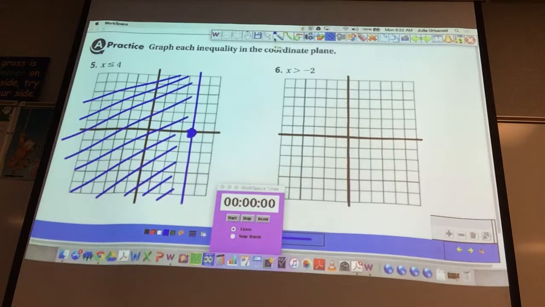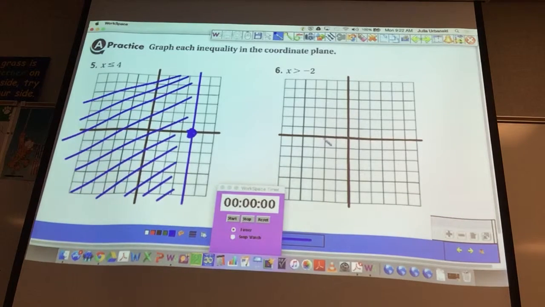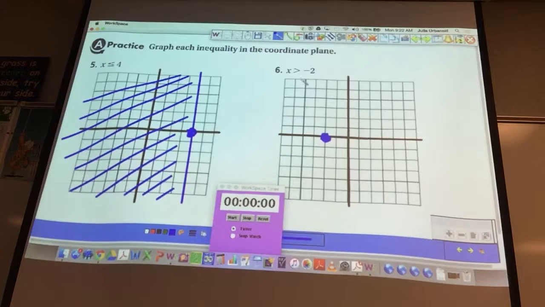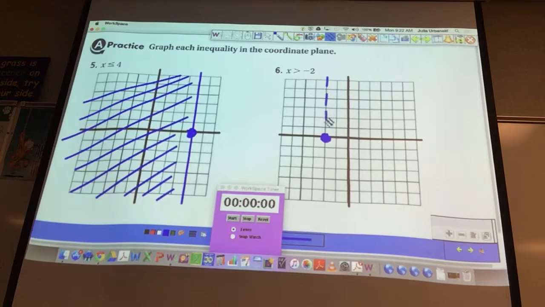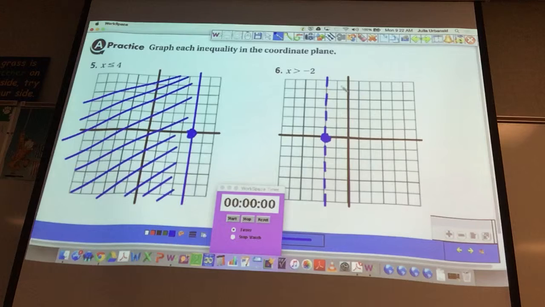X is -2 right here. Solid or dotted? Dotted. But it says the numbers are greater than -2, so where should we shade it? On the right.